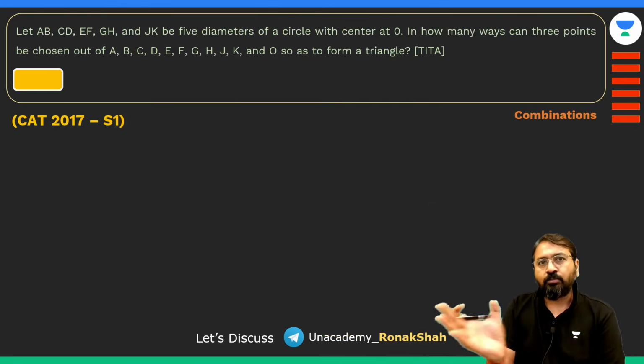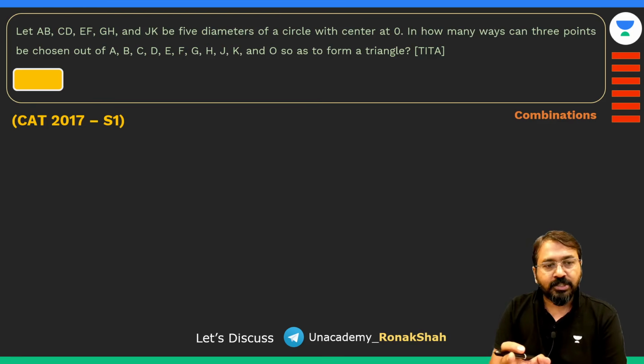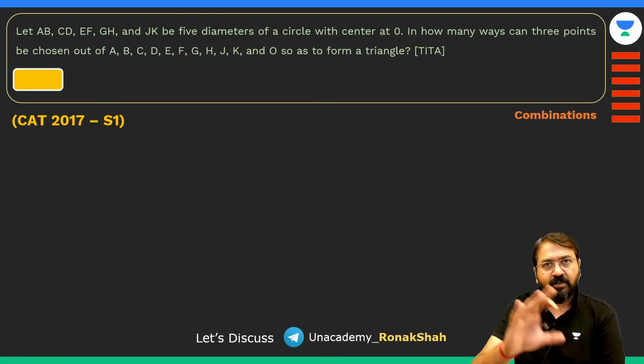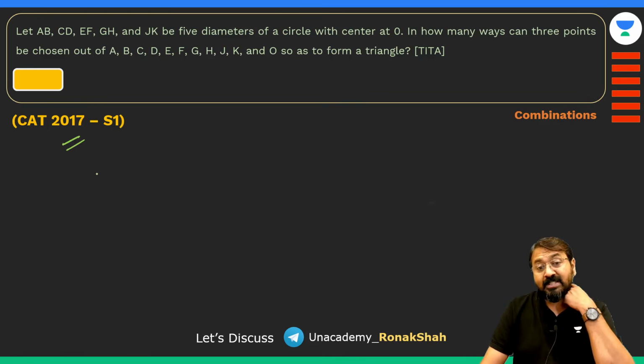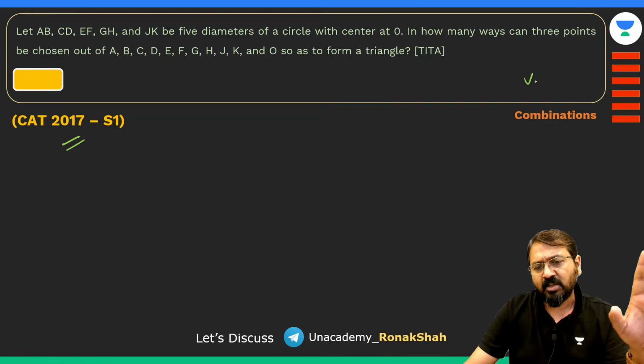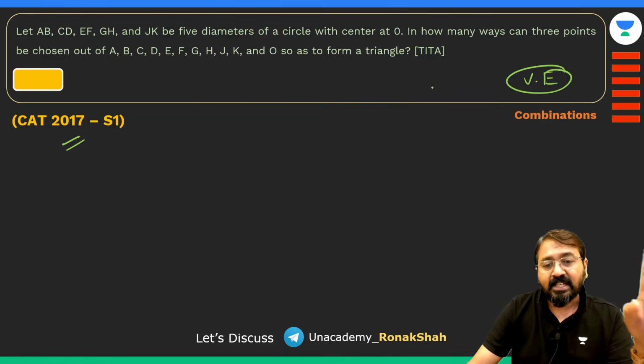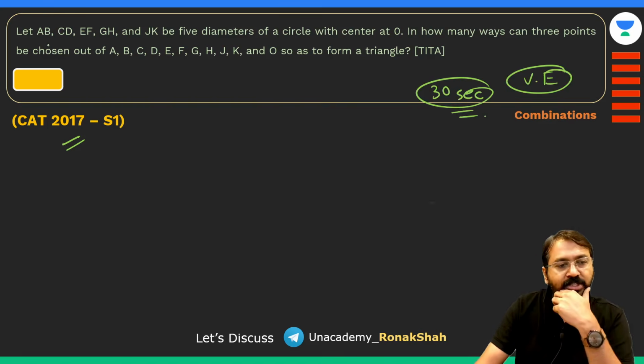I thought to explain both the methods because it was the first question, so I wanted you to be very clear, so that's why we have discussed both the methods. Now let's take this CAT 2017 question, which is slightly different but a very easy question. This question is very easy and it can actually be solved in 30 seconds. Okay, so let's see how to solve this question.